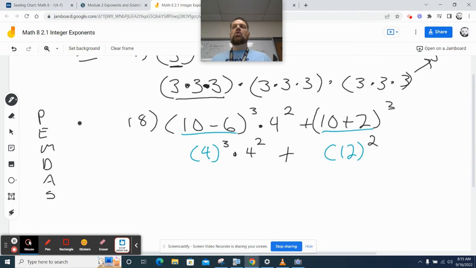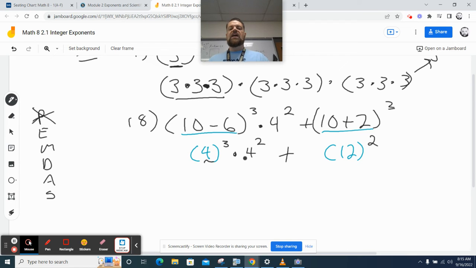Are there any more parentheses? And let me be careful how I say it. Is there any more math inside the parentheses that I can do? No. So cross that off the list. And you have to start at the top of this list every time. What about exponents? Do I have exponents? Yes. So I have to do the exponent work first.